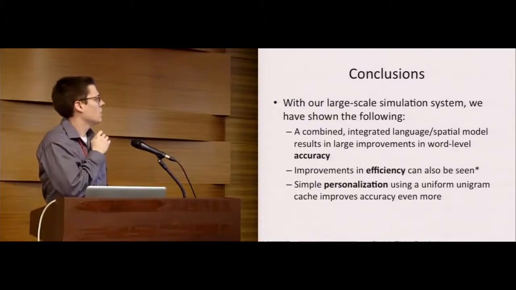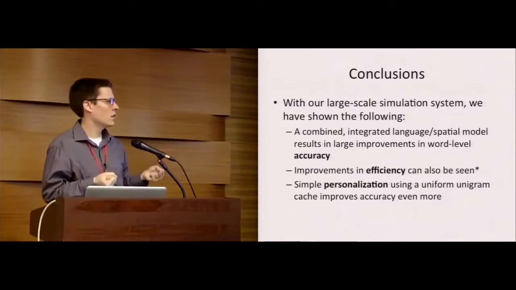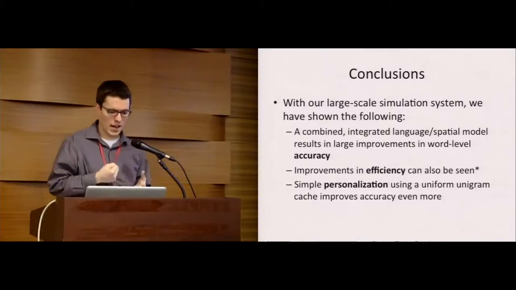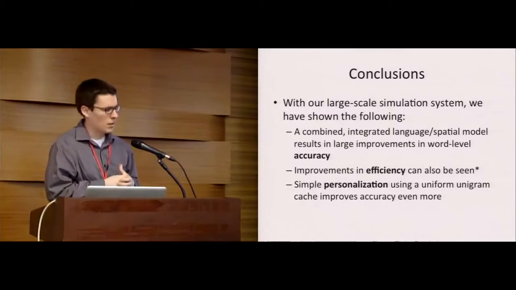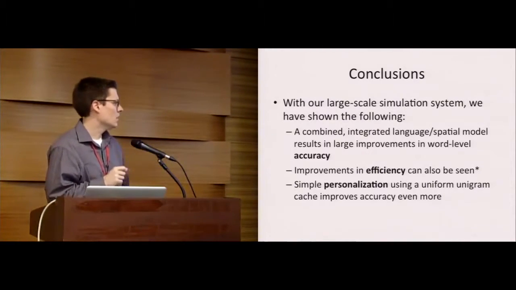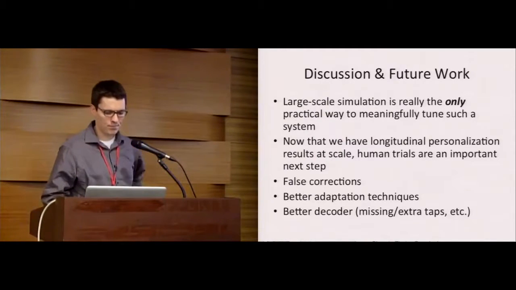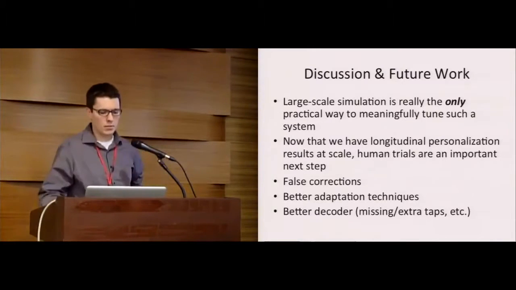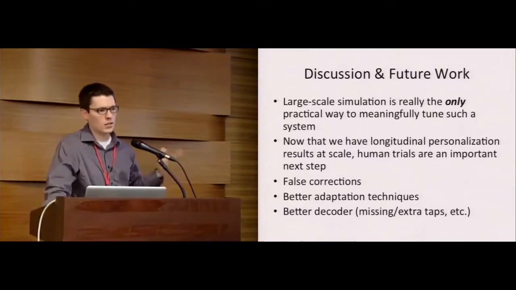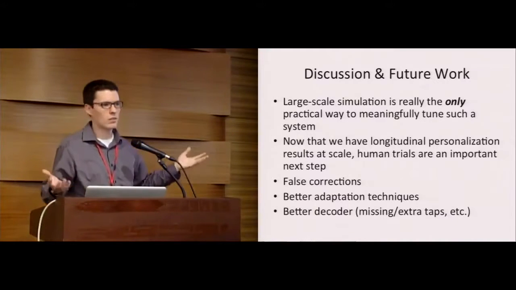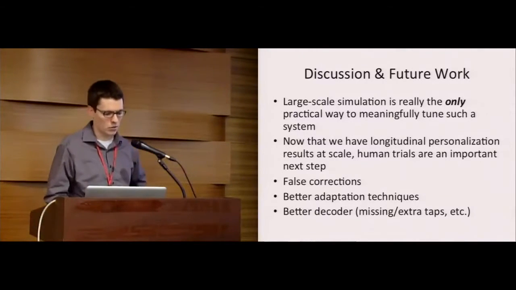So we've shown that using this integrated model can give us nice improvements in accuracy and efficiency, although the efficiency numbers are kind of iffy because you're assuming a perfect user with perfect typing. Personalization helps even more. And so really, making a large-scale system like this is the only way to tune parameters. Obviously, you want human subjects in a future trial, but having a big system like this, you can try it on millions of words of text or hundreds of thousands of words of text, which is nice.